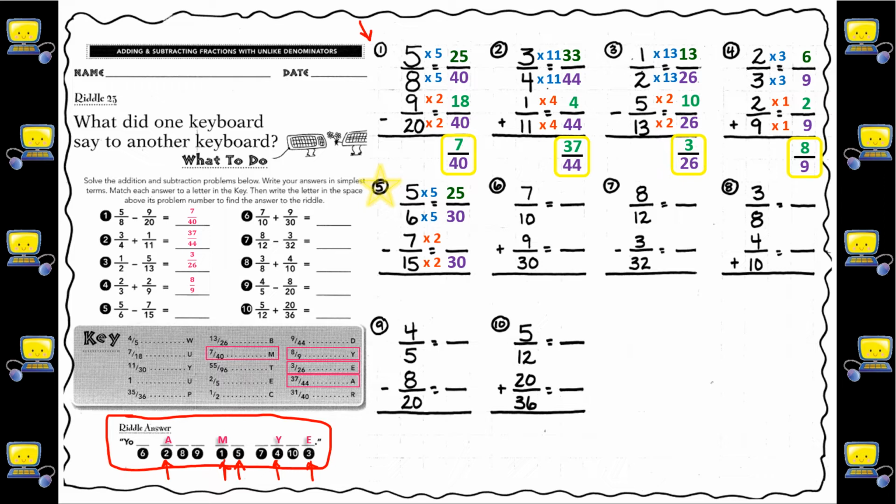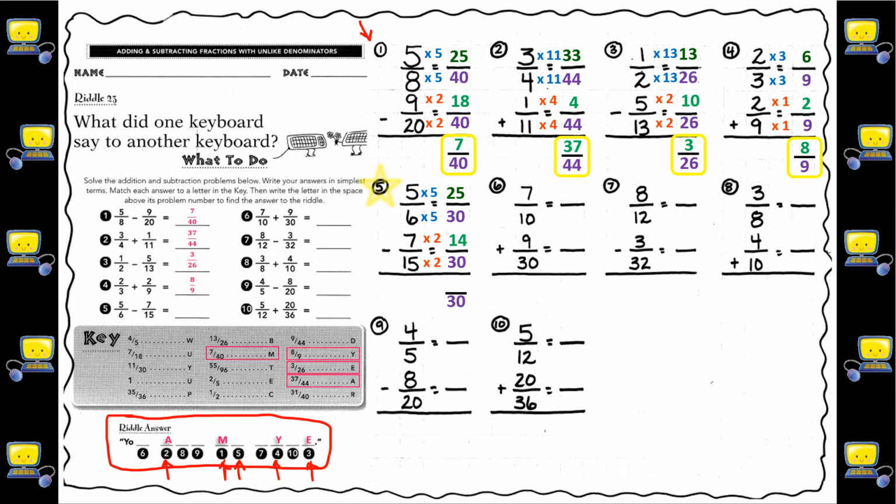Copy question 6 down, pause the video, answer the question. When you're ready, unpause the video to see the answer. Question number 6, 30 is the larger denominator. It is a multiple of 10, so I can use it.